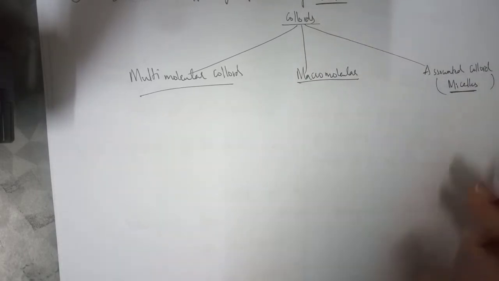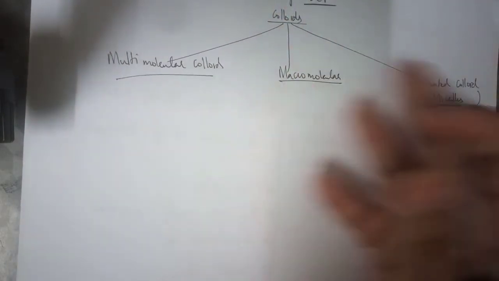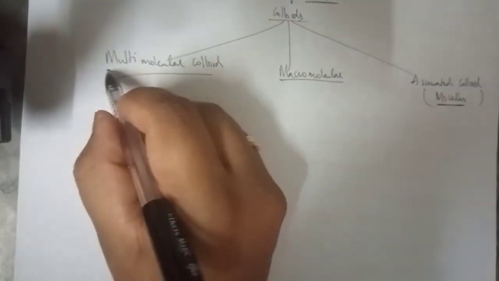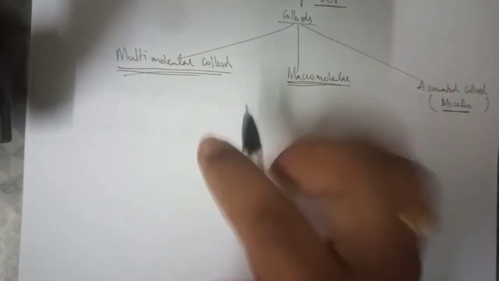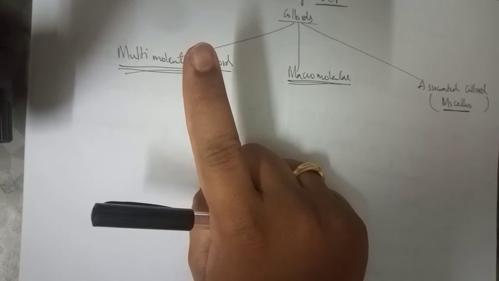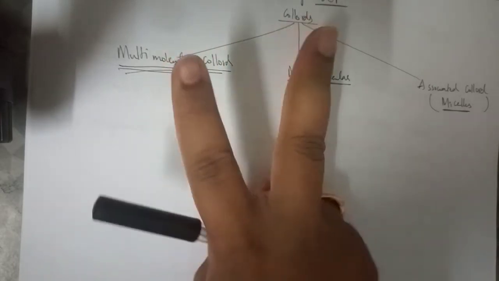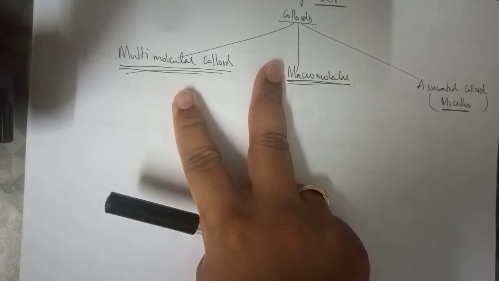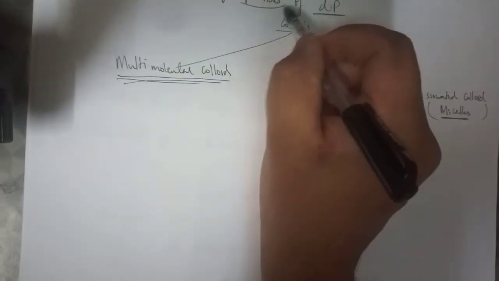Okay, not missile, micelle. Fine, so these are the three categories or three divisions, as the name itself is clearly telling you. One more time, just a rough recapitulation. Number one, we have seen the classification based upon the states of DP and DM. Number two, the classification based upon the forces of attraction between DP and DM. Third, the classification based upon the types of particles.